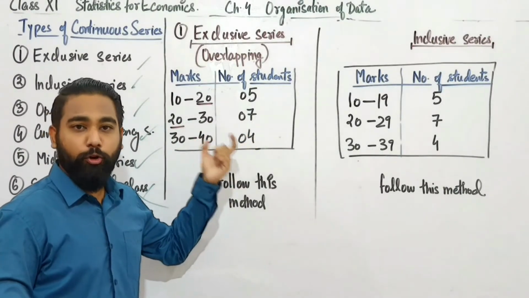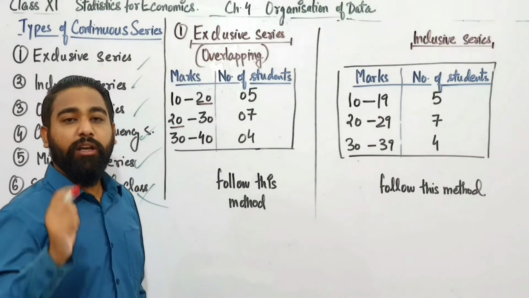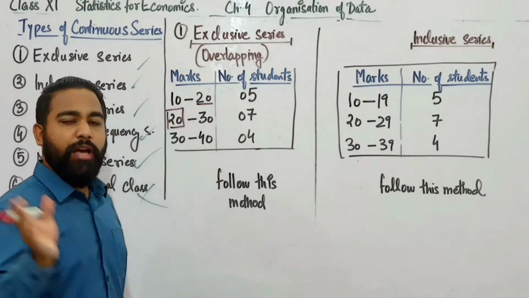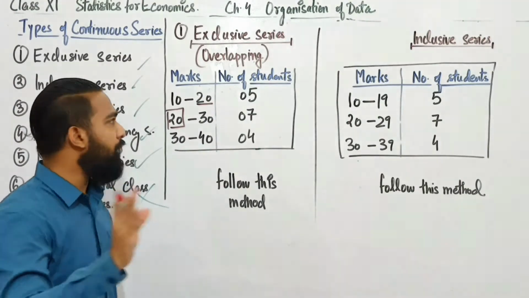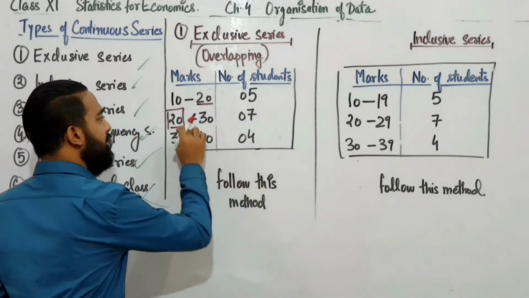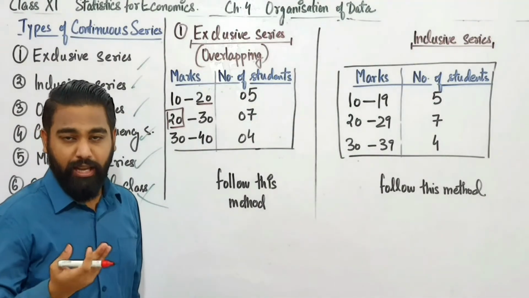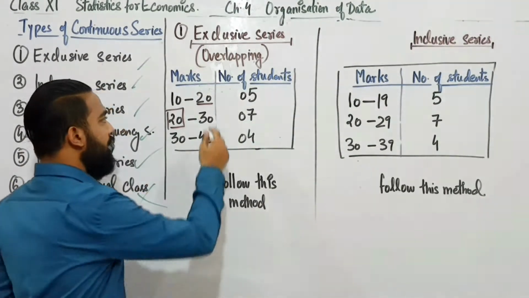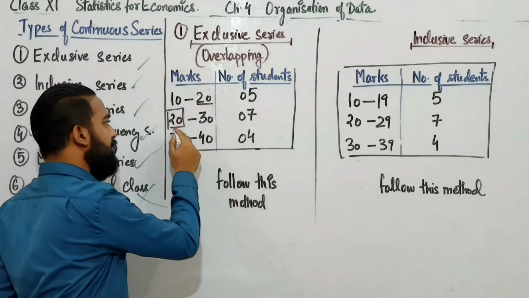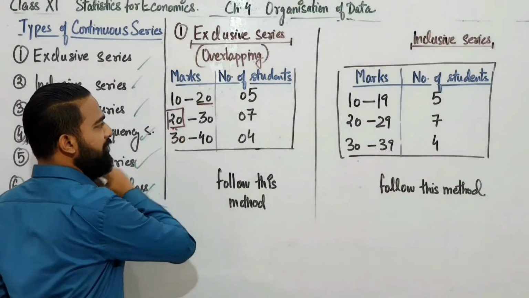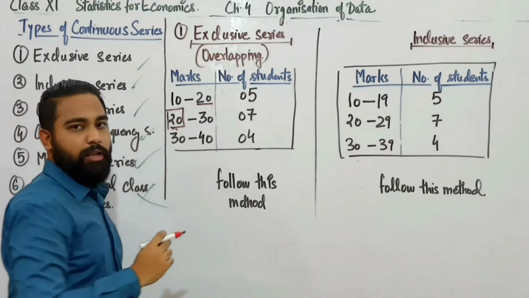I told you they will be considered where the lower limit is. Suppose I have got 20 marks. Now my number will be included in the 20 to 30 marks, where my number 20 is the lower limit. Here my number is the upper limit, but here it's the lower limit. Therefore my marks will be considered in this class interval.